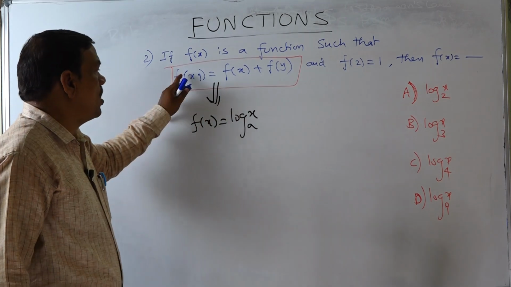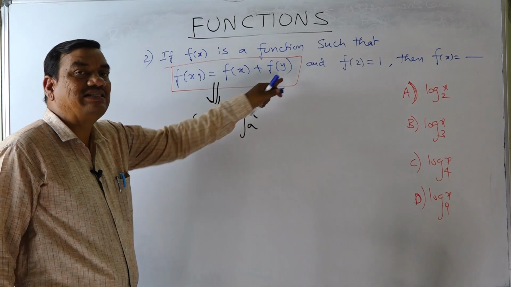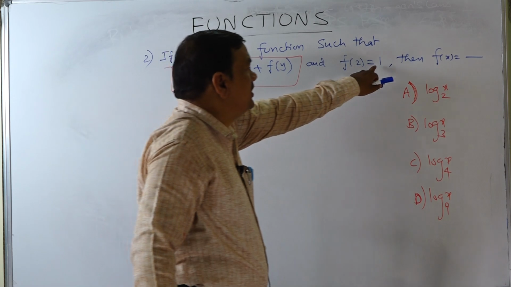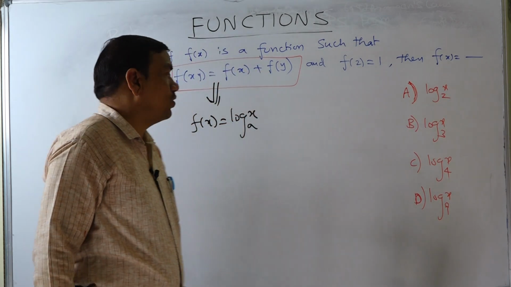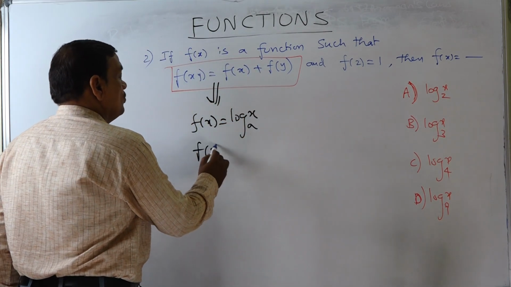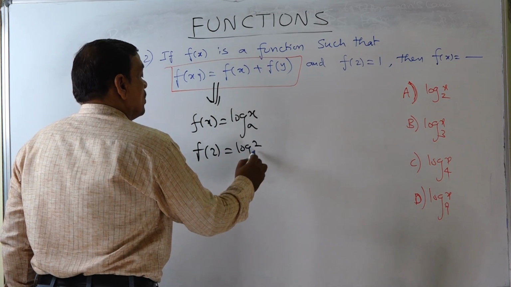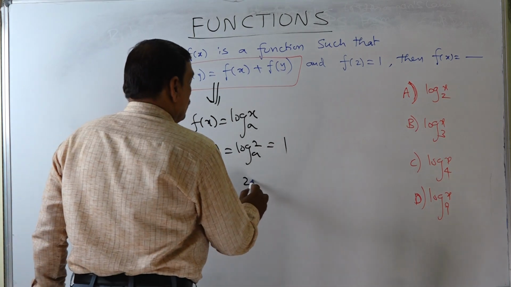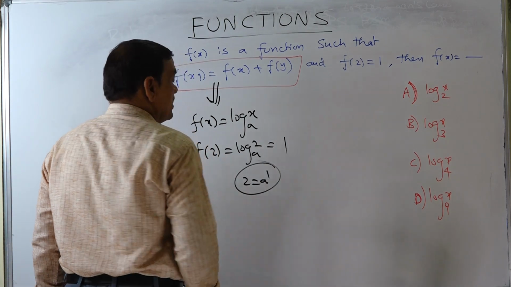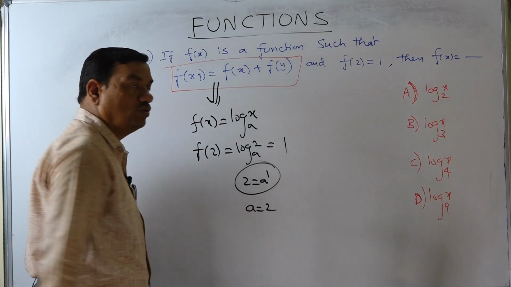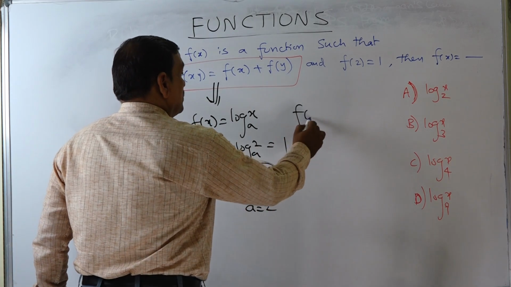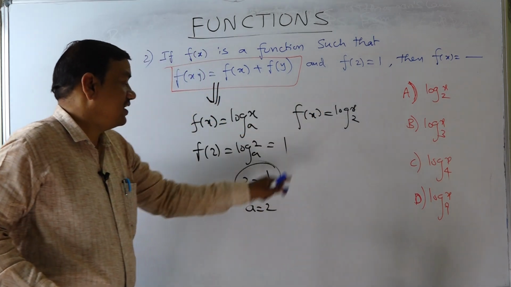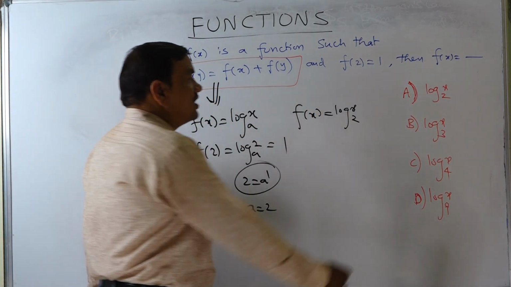Okay, now log xy is equal to log x plus log y. Very easy one. So to find out the a value, it is given that f of 2 is equal to 1. That is f of 2 is equal to log 2 to the base a, that is given as 1. So 2 is equal to a power 1, a is equal to 2. Therefore, what is your function? f of x is equal to log x to the base 2. So your answer is option A.